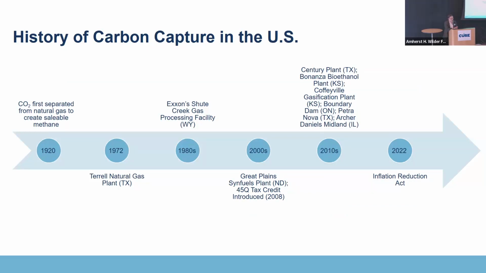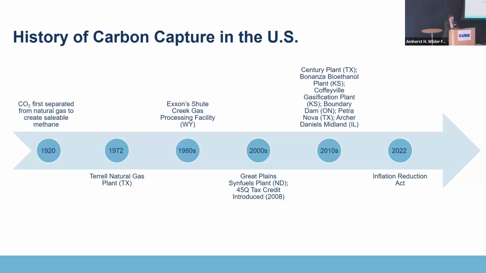So it starts in the 1920s. That's when CO2 was first separated from natural gas to create saleable methane. You need to take the CO2 out to make it worth something. But then it wasn't until 1972 when that really came into kind of a more commercial-ish setting in the United States. That's when the Terrell Natural Gas Plant in Texas added CO2 capture technology onto its system.